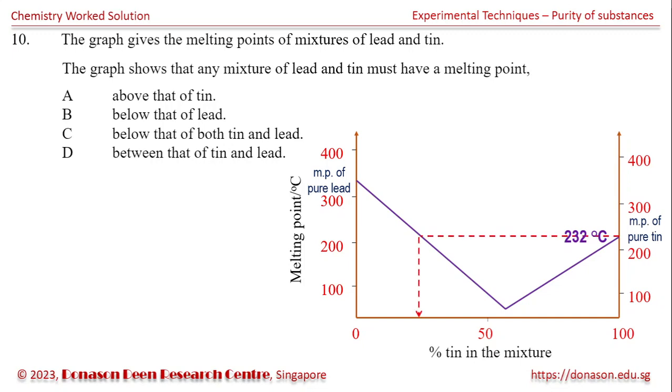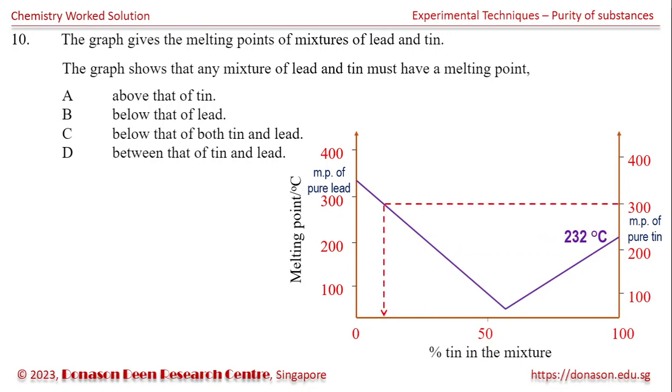What do we notice about the melting point of the alloy? Could it be above the melting point of tin? Yes, of course. In fact, at the melting point of pure tin, we can also find an alloy containing about 25% of tin with 75% of lead.